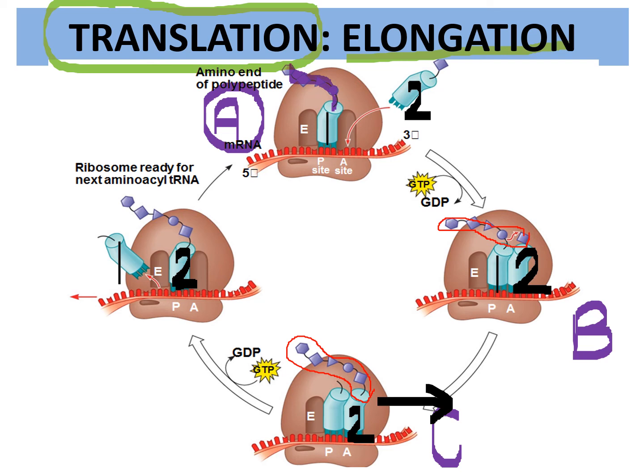And I like to remember it as follows. The A site, I think of the letter A as being the start of your alphabet. So that's where your tRNA molecules start. Your P site, I think of P as in polypeptide, is generally where the polypeptide formation takes place. And E stands for exit, and that is where your tRNA molecule leaves.